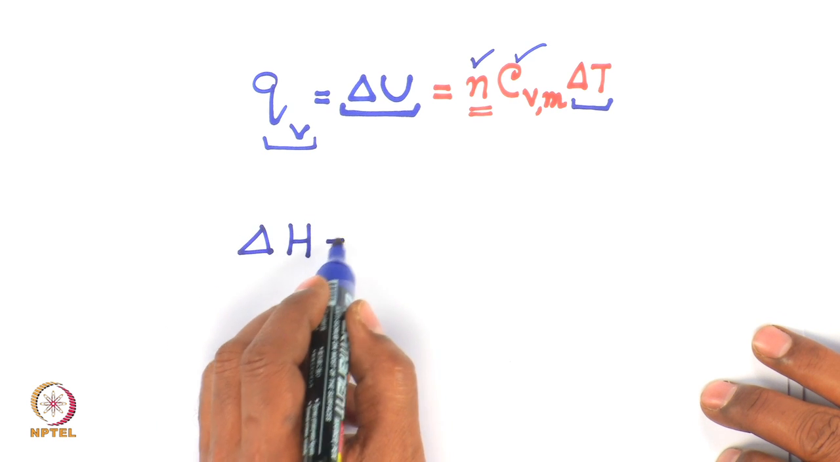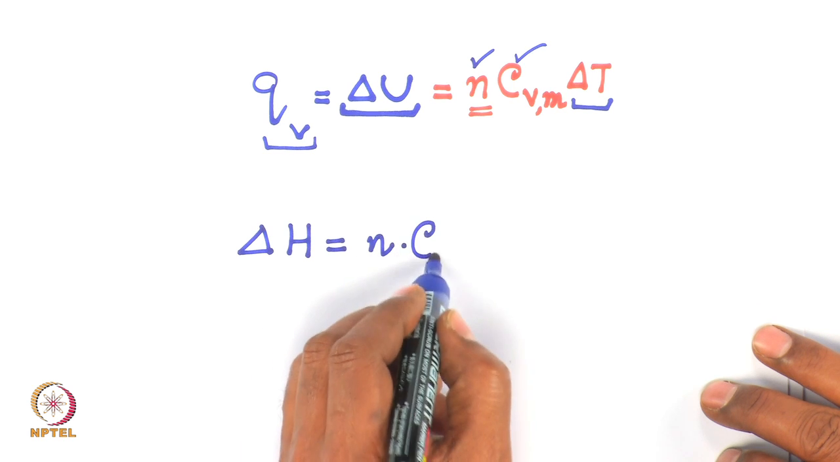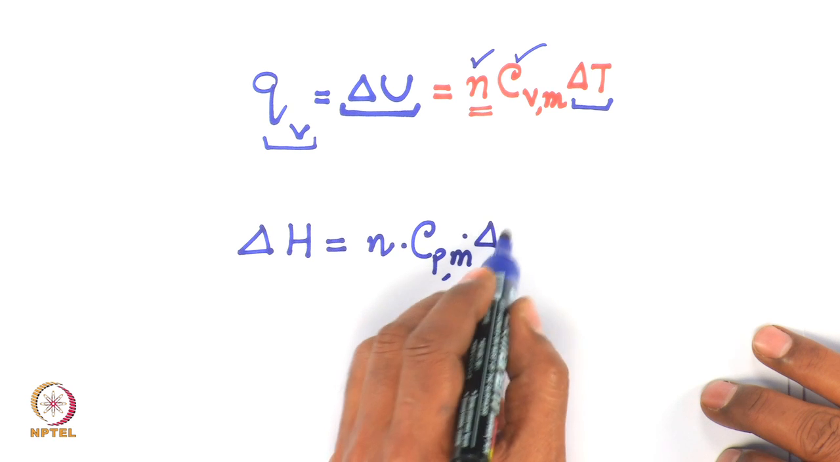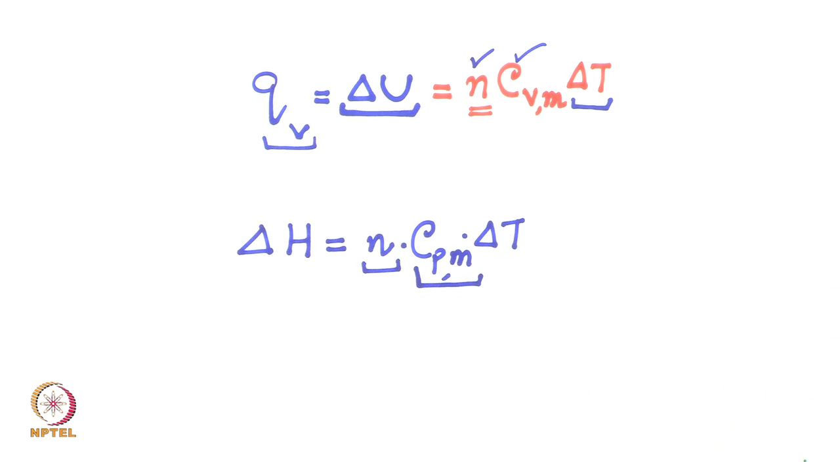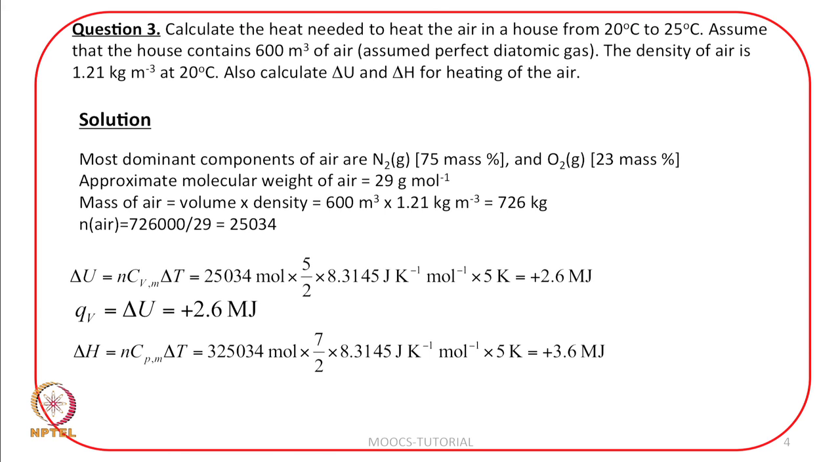Next is to calculate delta H, and it can be calculated in the same way as we calculated earlier, that delta H can be calculated from N into CPM into delta T. Now, we have the value of N, CPM will be 7 by 2 R, and delta T is same, that is 5 Kelvin. Let us take a look at the slide. The value of delta H comes out to be 3.6 megajoule.